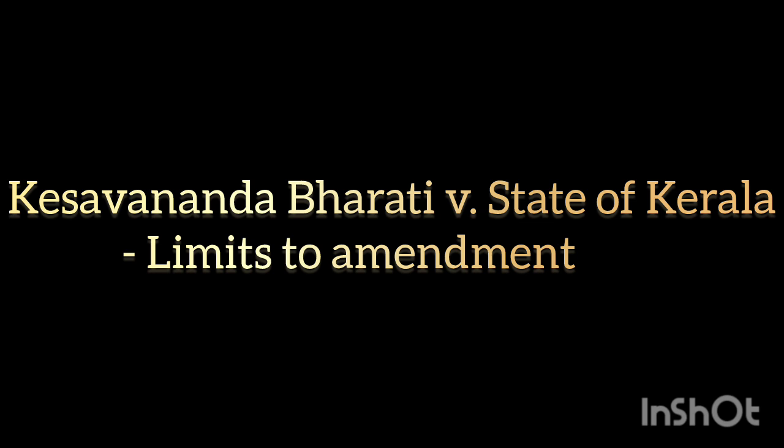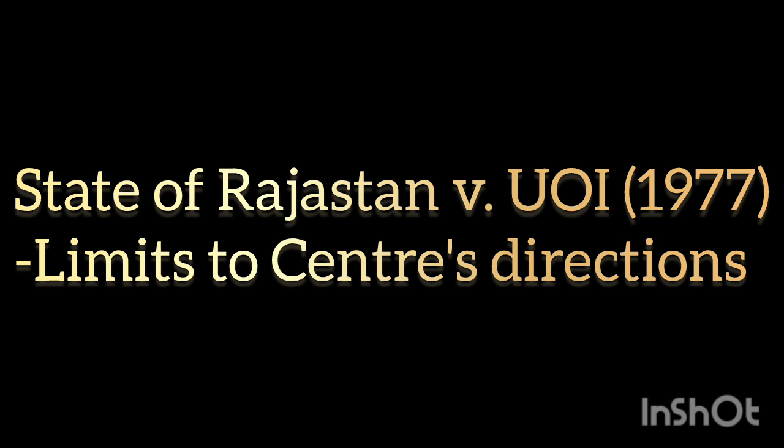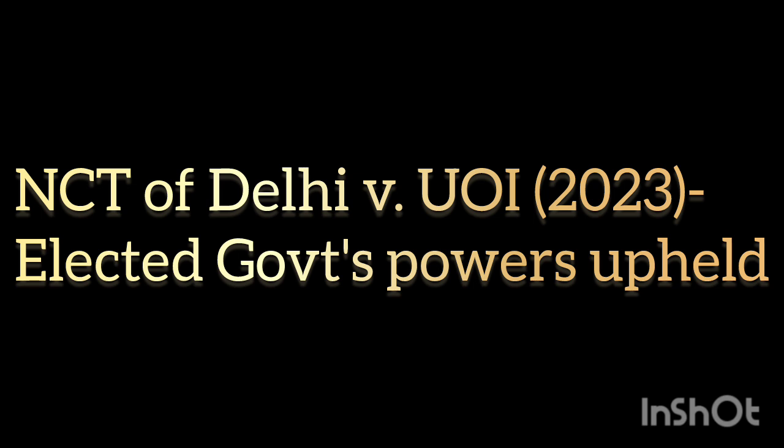Keshavananda Bharati vs. State of Kerala, 1973. Another basic structure case, where federalism was protected as an unamendable part of the Constitution. State of Rajasthan vs. Union of India, 1977. The court held that the centre can issue directions to states but cannot act arbitrarily. NCT of Delhi vs. Union of India, 2023. A modern case redefining centre-state relations in Delhi, affirming the powers of the elected state government. These cases tell us how our courts have balanced the federal structure with national interest.